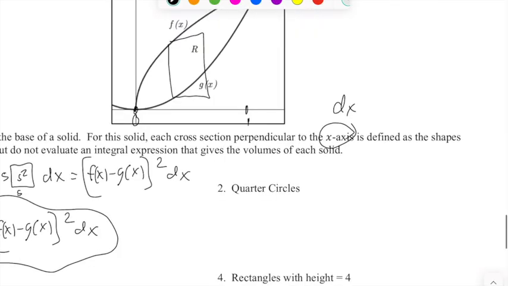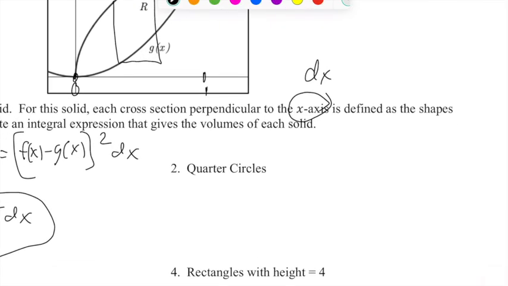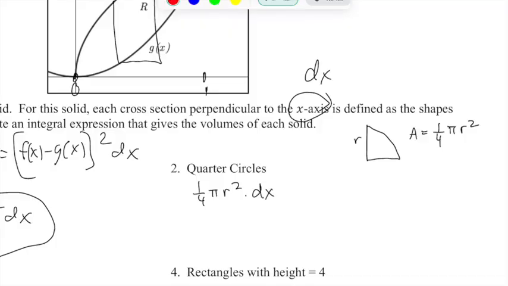Now quarter circles, so let's do a quarter circle. The area of a quarter circle is going to be 1/4 pi r squared, because it's a quarter. So our volume is going to be, the cross section is going to be 1/4 pi times radius squared times dx.